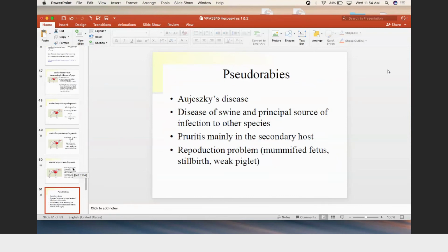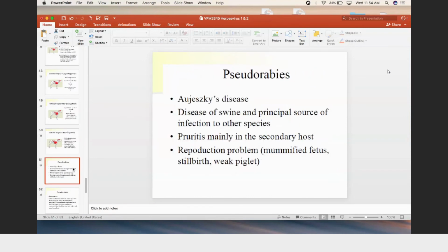Okay, pseudorabies. This one is actually quite important. So the three viruses that I need you to emphasize: bovine herpesvirus, Marek's disease virus, and pseudorabies. It's actually a herpesvirus in pigs. Okay, and it causes inflammation in pigs. But this virus can be transmitted to other hosts and can cause pruritus.